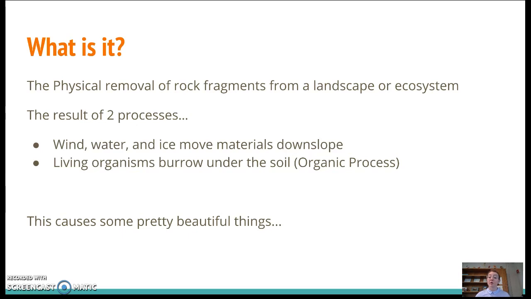Another example is an organic process. This is when living organisms are going to burrow under the soil, so they're displacing that soil from its original place and moving it somewhere else.